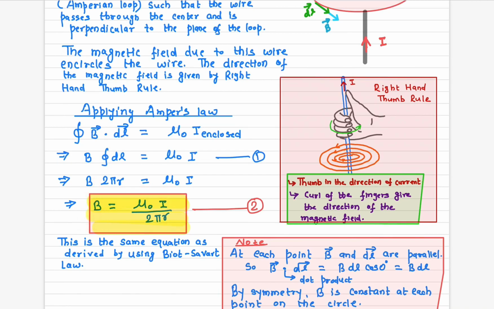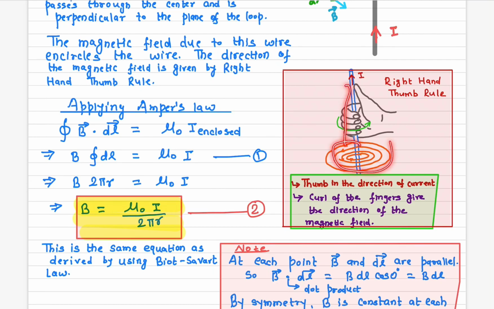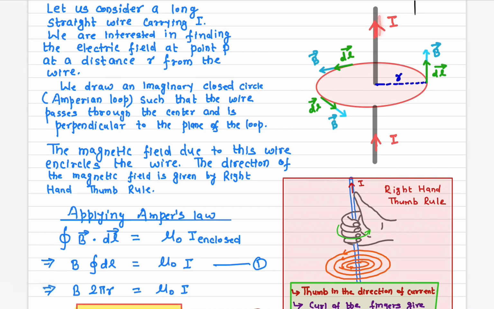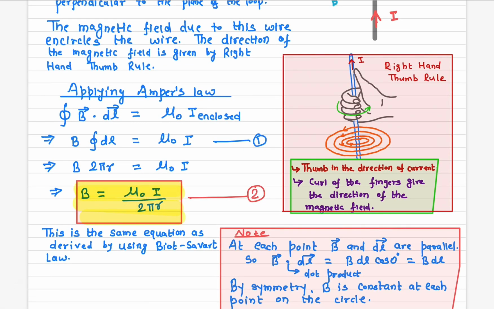And see how simple it is to find out the magnetic field due to a current carrying wire. We did exactly the same thing by using the Biot-Savart law. It was quite complicated, and this is quite simple to use. And the direction of the magnetic field is always found using the right hand rule. In this case, it is encircling the wire. If you hold the wire so that your thumb points in the direction of the current, then your fingers curl in the direction of the magnetic field. So this is the magnetic field due to a long wire.